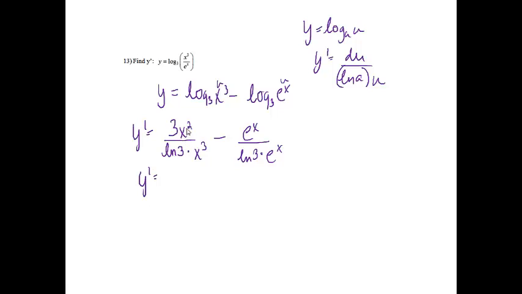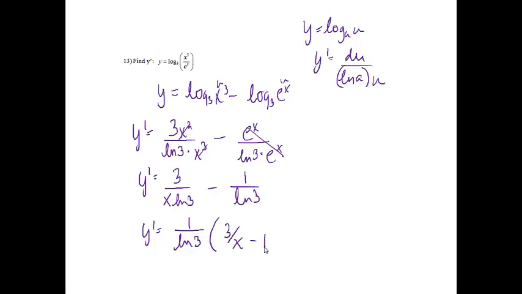When I simplify this, x squared over x cubed will just become x on the bottom, so I'll have 3 over x natural log 3, and then minus, on this one, the e to the x is canceled, I get 1 over natural log 3. And then I actually can go one step farther, because I notice that they both have a natural log 3 on the bottom, so I can factor out a 1 over natural log 3, and if I do that, I'm left with 3 over x minus 1.